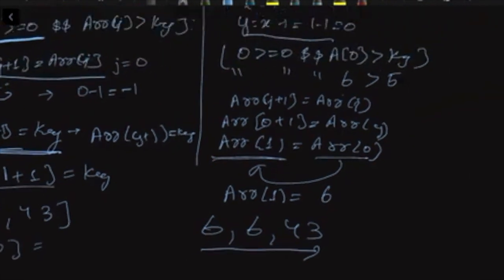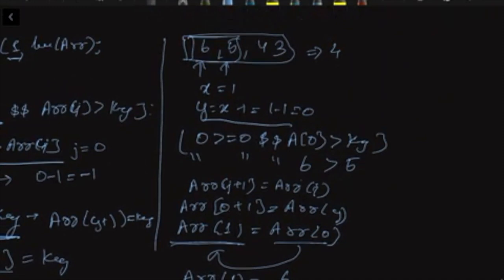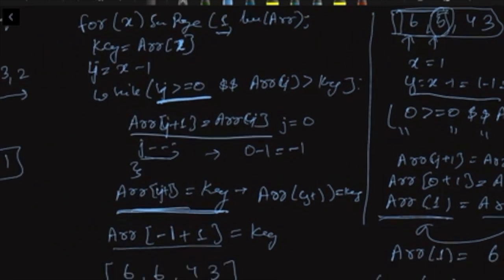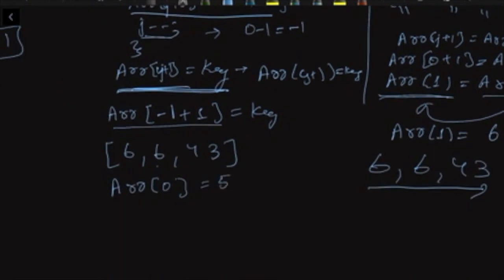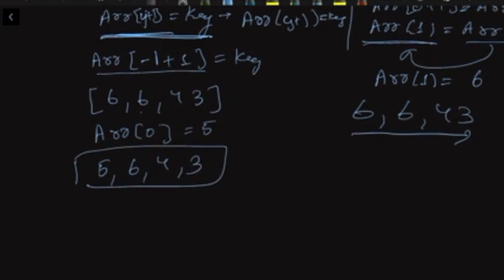What was the key value which we stored when we were starting? It was array of x. So x was 1, so the key value was 5. So we stored the key value 5. So it will be 5, 6, 4, 3. So this is the first iteration.